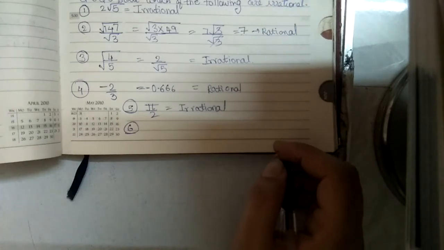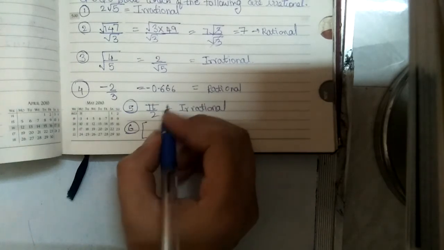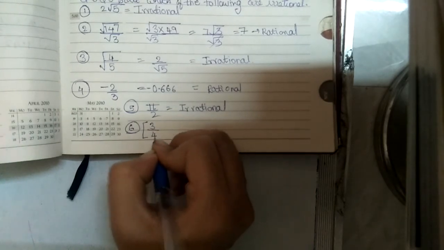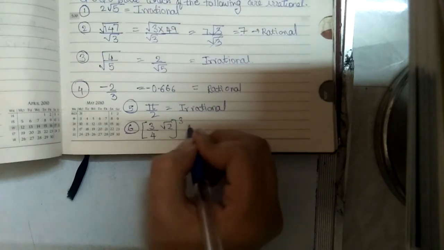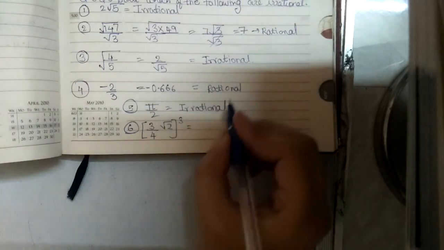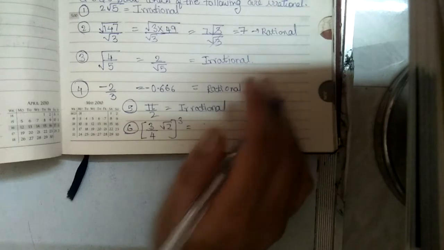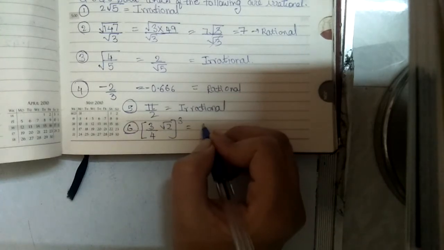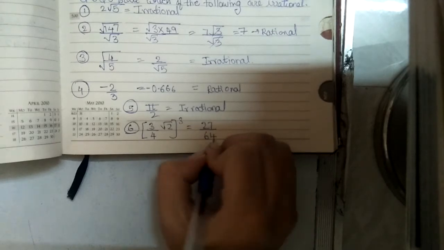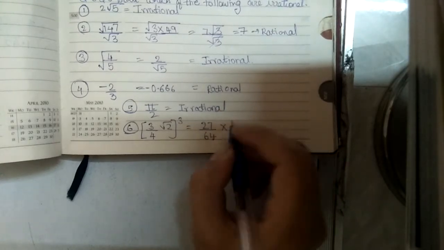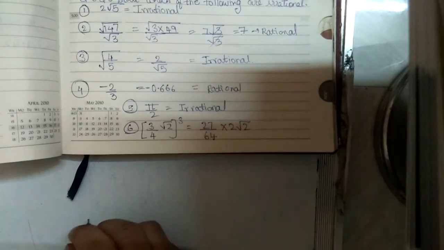Now sixth one. 3 by 4 root 2, the whole cube. Now here we will take the cube. 3's cube is 27 upon 64, multiplied by root 2 into root 2 into root 2, which becomes 2 root 2.